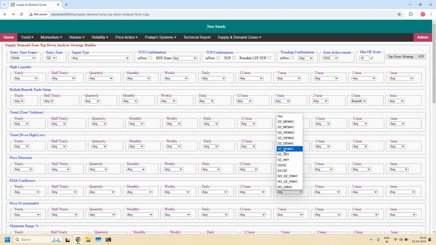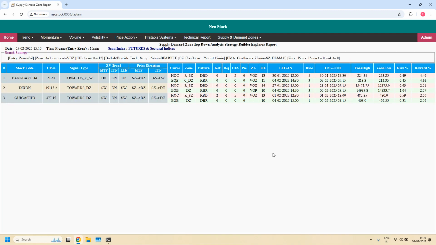I am setting the filter: 75 minute supply zone having daily EMA confluence. So with this filter, we got 3 stocks. These three 15-minute supply zones are even more high probability trade setup supported zones, and moreover all three are high liquidity zones, 15 minutes high liquidity zones. Okay, this is based on LTF and ITF and ITF EMA confluence. Next we will look for LTF, ITF and HTF zone confluence, and then HTF EMA confluence.